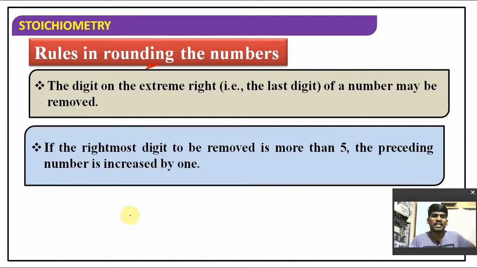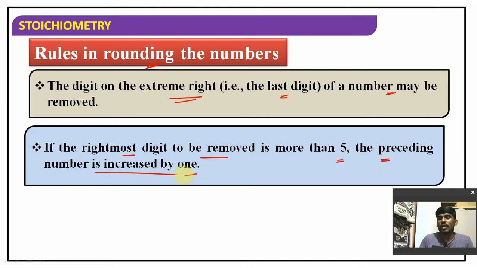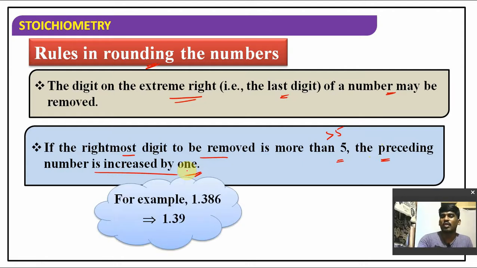If you observe, the digit on the extreme right, that is the last digit of a number, may be removed. Number 1: if the rightmost digit to be removed is more than 5, then the preceding number, the number before it, must be increased by how many units? 1. Must be increased by 1, guys.